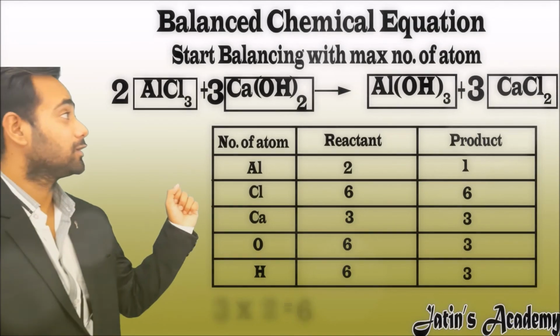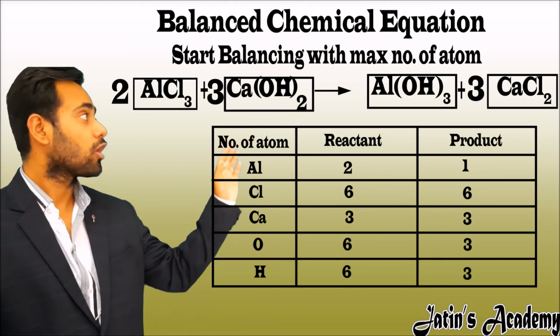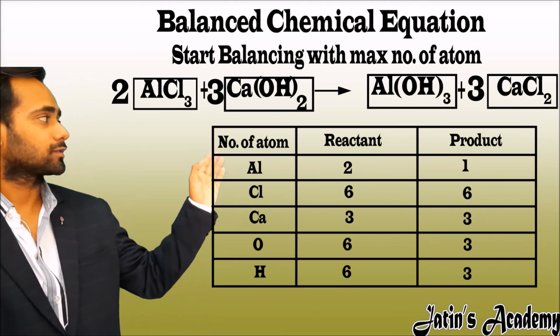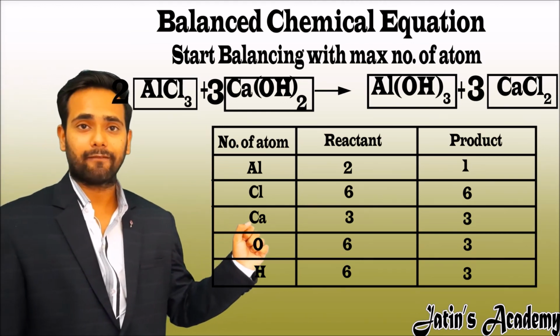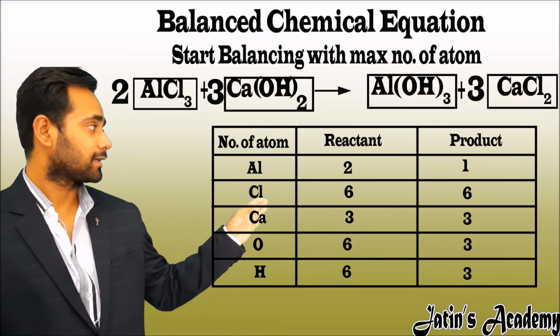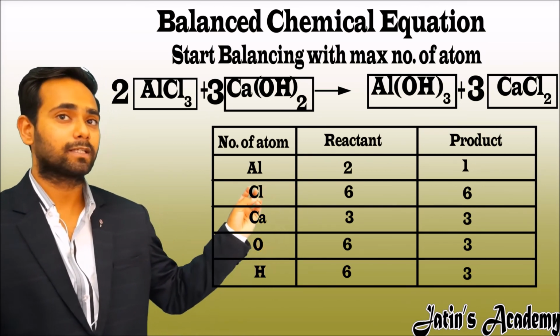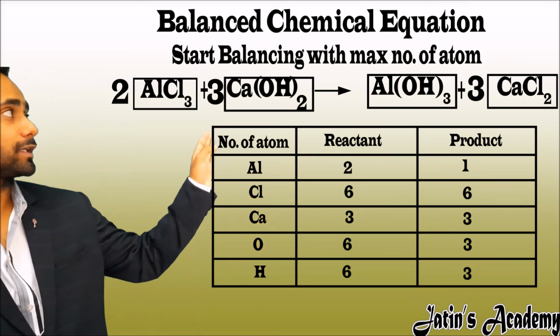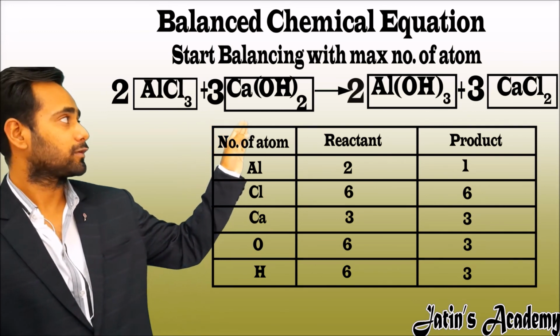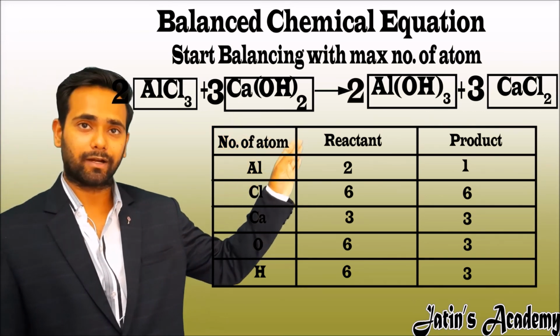Now from the table, note the maximum number of atoms which is unbalanced. On the product side, oxygen and hydrogen have 3 atoms which is unbalanced. So in order to make it 6, we have to multiply with 2. How do we multiply with 2? We have to multiply 2 on the product side with the box which has aluminium hydroxide.